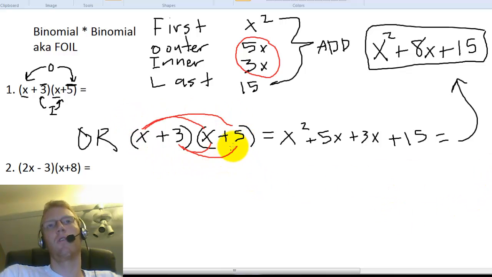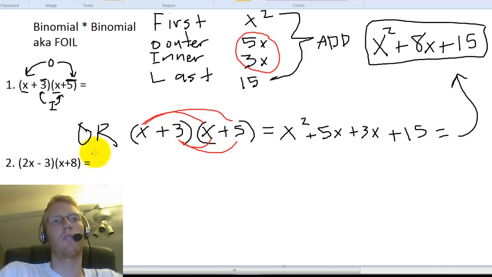This one requires a little bit less space, but first, inner, outer, last is a nice way to visually think about it. Remember though that FOIL only works for a binomial times a binomial. If this one has 3 things in it or 4 things in it, then you're going to need more than just first, inner, outer, last because there are more combinations of terms. Okay, let's do one more example and then we will call it quits.